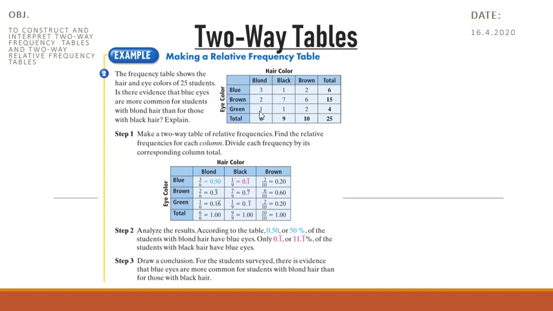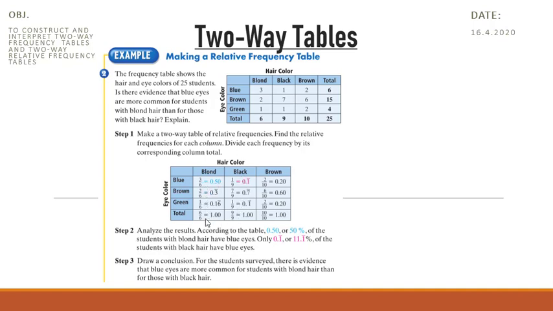How to get this? Find the ratio. To get the relative frequency of blue eyes with blonde hair, we divide the frequency of this value by the total of blonde. So it's 3/6, which is half, or 0.5, and so on for all values.